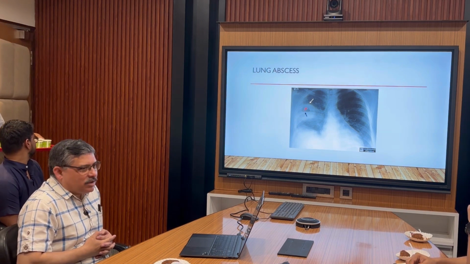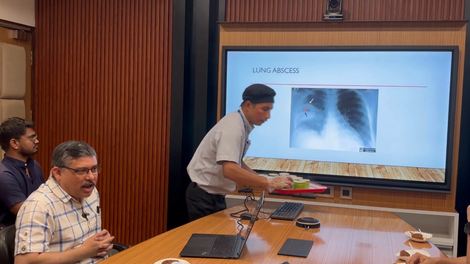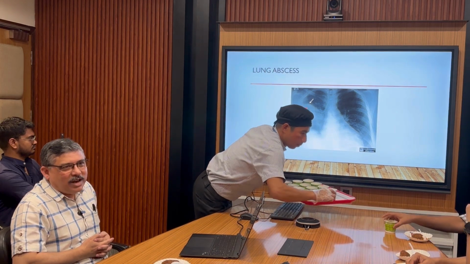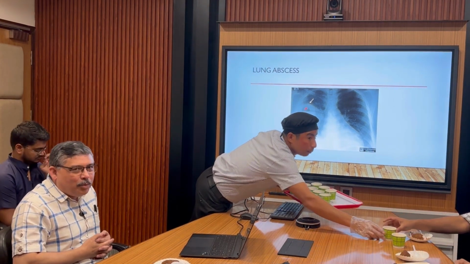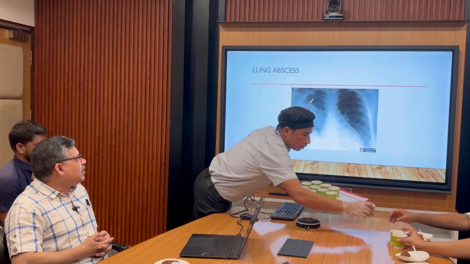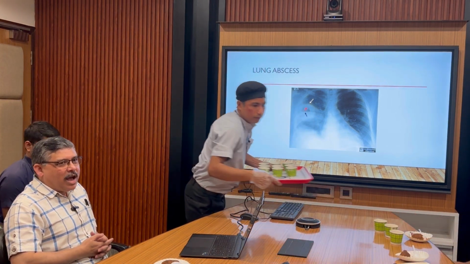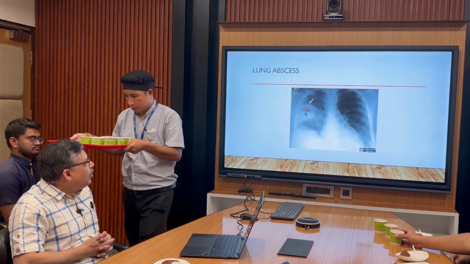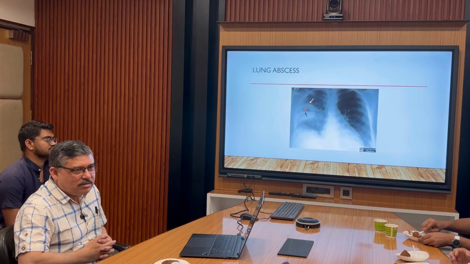This is a lung abscess. There should not be any straight line. There is a straight line. So there is an air fluid level inside an area of opacity. So this is a thick walled cavitary lung lesion with air fluid level. This is lung abscess. Okay.